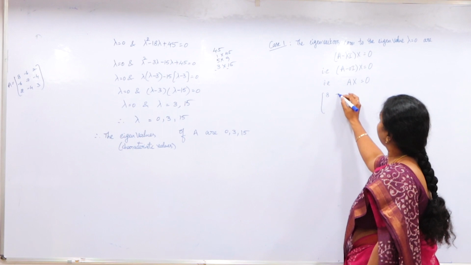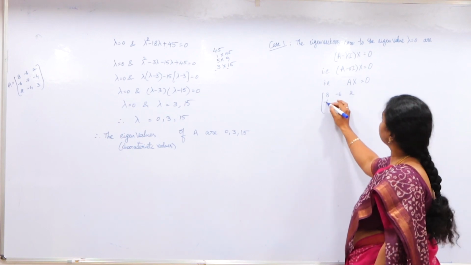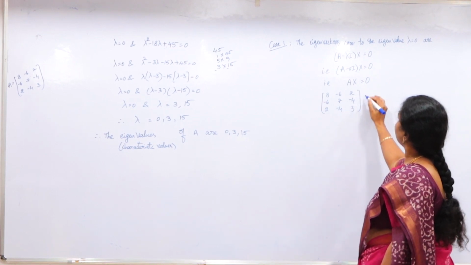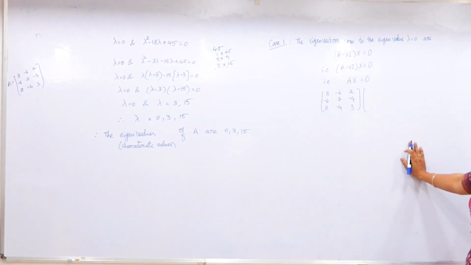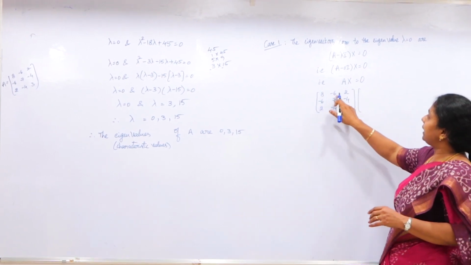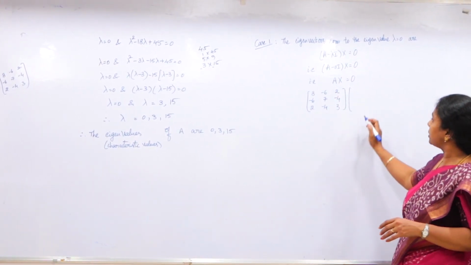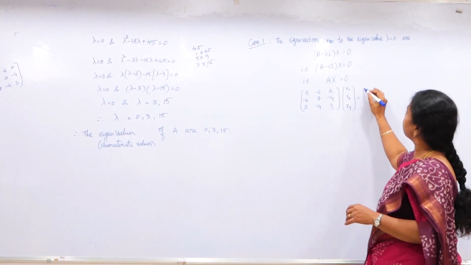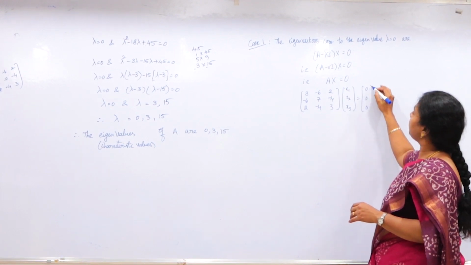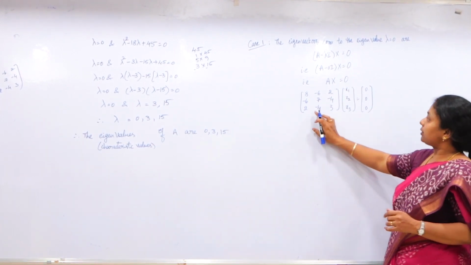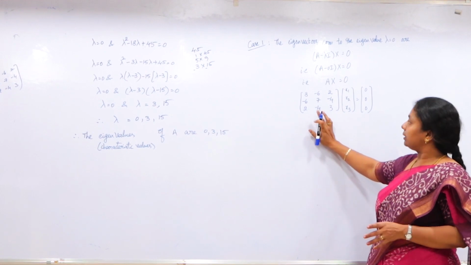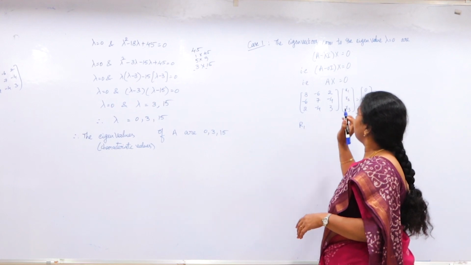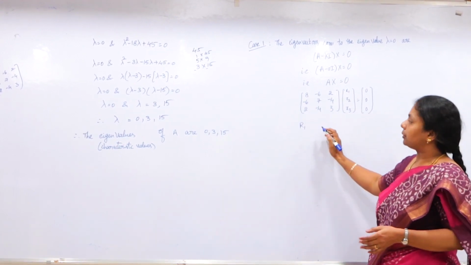A is the matrix 8 minus 6 2, minus 6 7 minus 4, 2 minus 4 3. X means the column matrix. For this system of equations, each row contains 3 values, so correspondingly take 3 variables x1, x2, x3. O means null matrix 0 0 0. First we should change this matrix into echelon form. To simplify, first interchange the last row and first row.